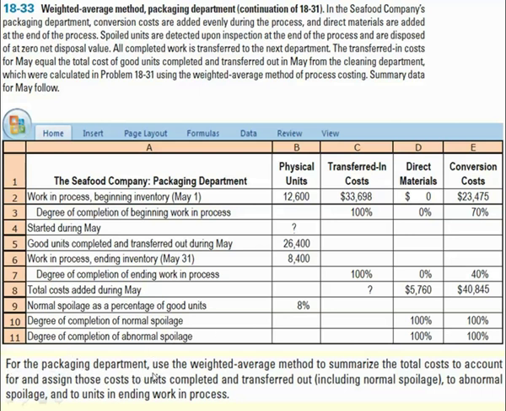For the packaging department, use the weighted average method to summarize the total costs to account for and assign those costs to units completed and transferred out, including normal spoilage, to abnormal spoilage, and to units in ending work in process.